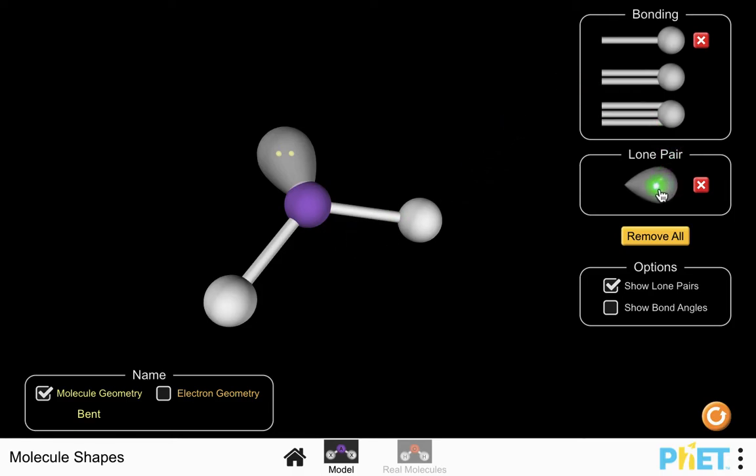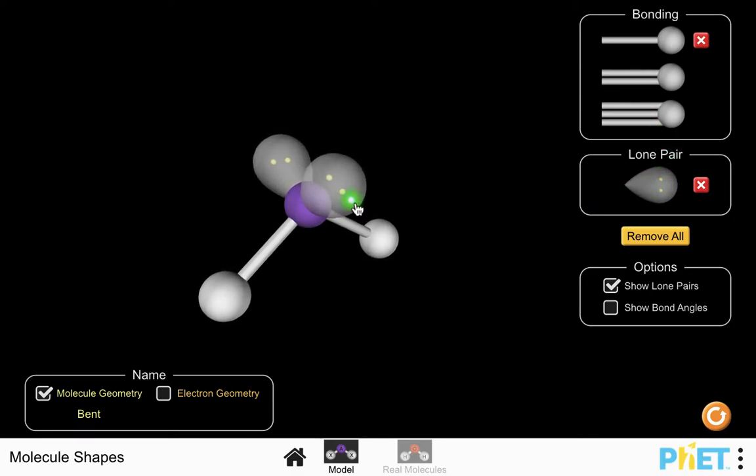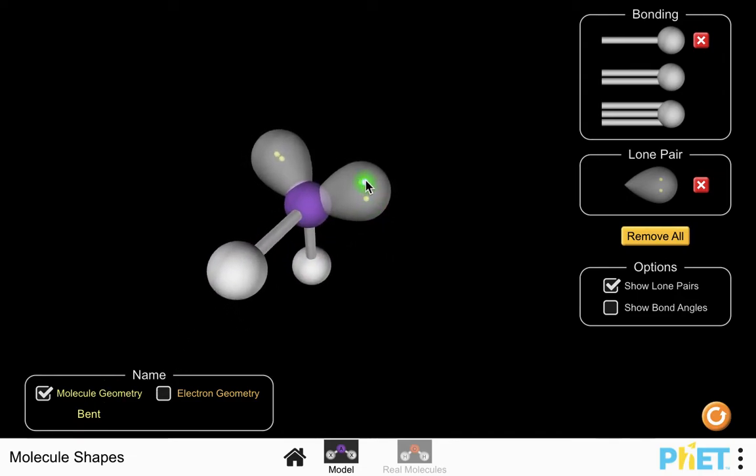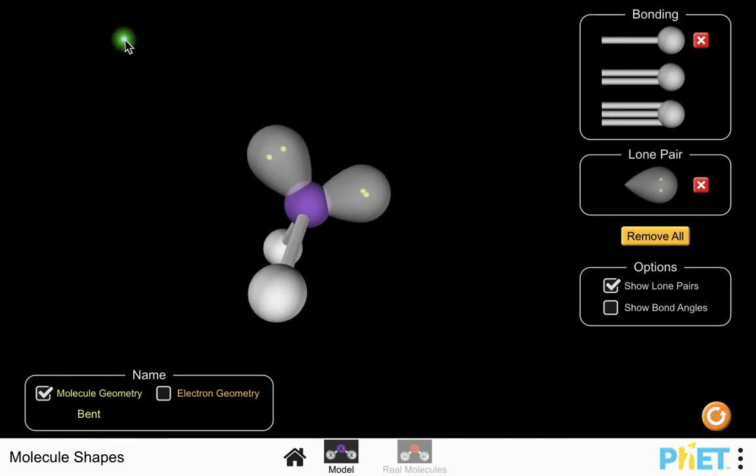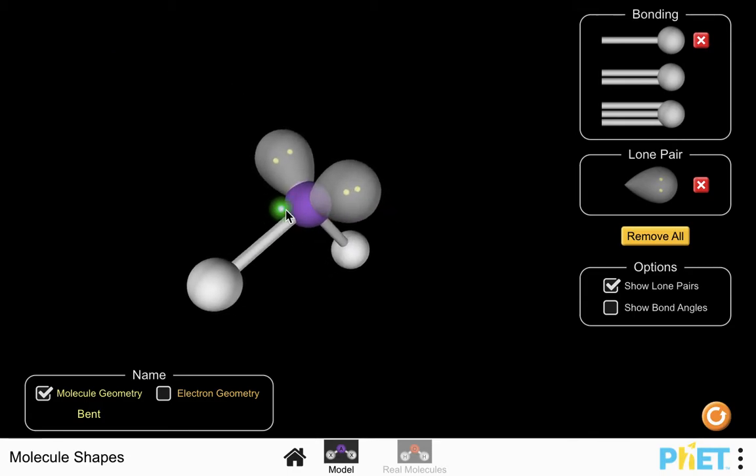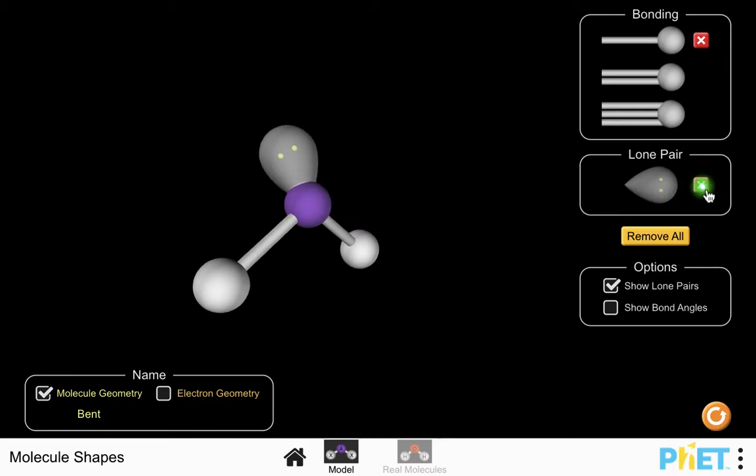Now if I put in another lone pair, it would still be bent. In the notes you're about to take, the handwritten notes I'm going to show you, I'll show you the distinction between one lone pair or 2 lone pairs for the bent shape. But let me get rid of those.